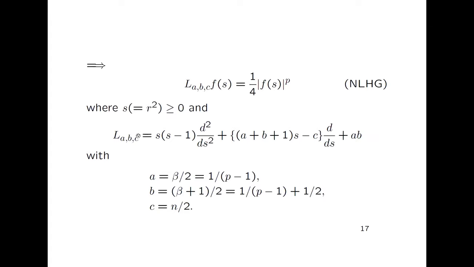With the right-hand side, we introduce this kind of operator. Here, if A, B, C is this one, then this equation completely coincides with the previous equation. Okay, let's call it the NLHG. This is our situation. Now our last task is to solve this equation for these special indices A, B, C. This NLHG is an abbreviation of the nonlinear hypergeometric equation.